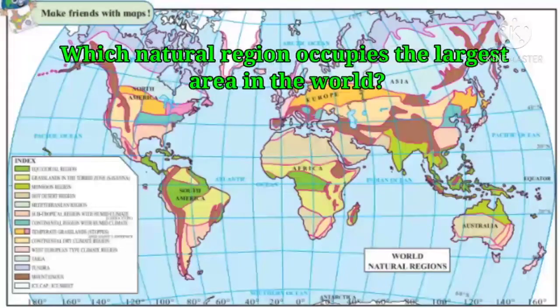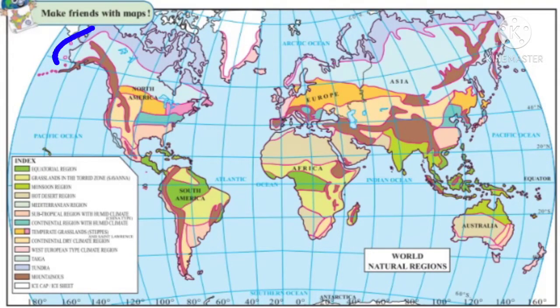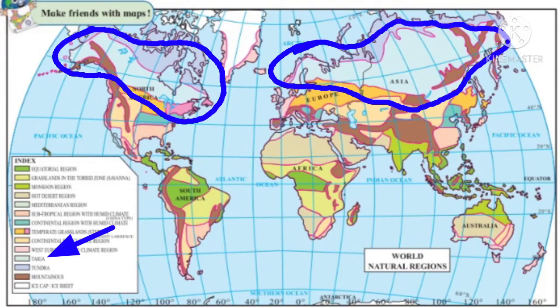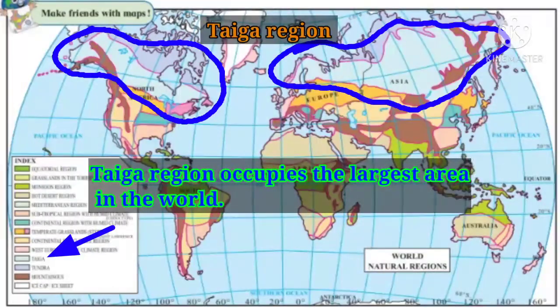Fifth question, which natural region occupies the largest area in the world? Students, you can see in the map that the faint green color has occupied the largest continental area of the world. This color shows the taiga region. That means the taiga region occupies the largest area in the world.